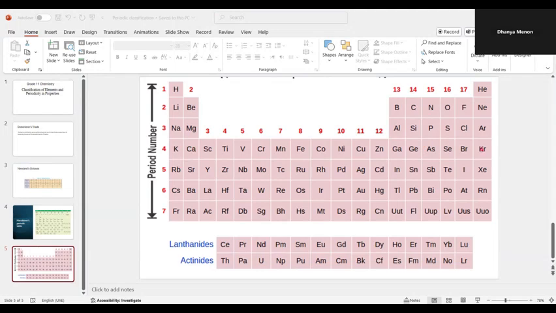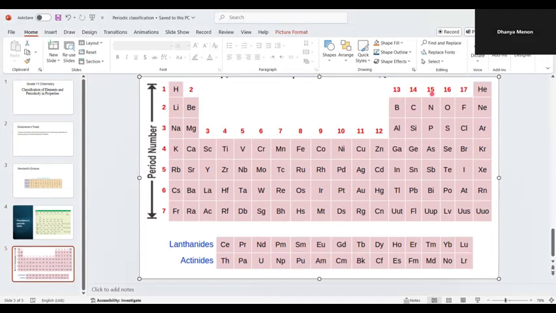We also have the elements from 13, 14, 15, 16, 17, and 18, which are called P block elements. I'll explain what a P block element is as we move on in the lesson.